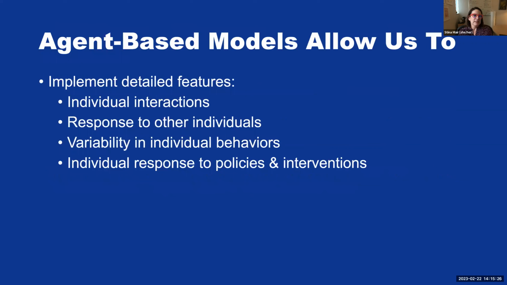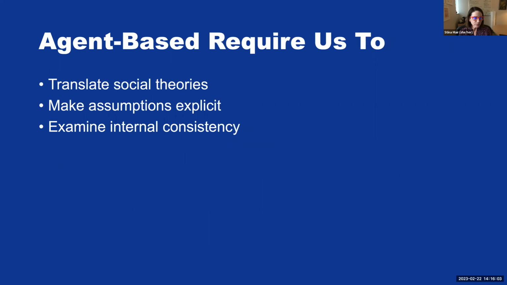Agent-based models let us think of a number of detailed features: individual interactions, responses to other people, variability. You could have a distribution, so it doesn't have to be deterministic, like if A happens, then B always happens. It might be, here's the distribution of the number of drinks that an adolescent might have at a party, with a mean and a standard deviation, or it could be a threshold effect. The best and the worst thing about these models is that they give you unlimited options as to how and what you want to model. And you can also think about individual responses to a policy or an intervention.